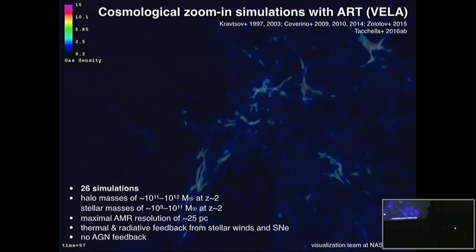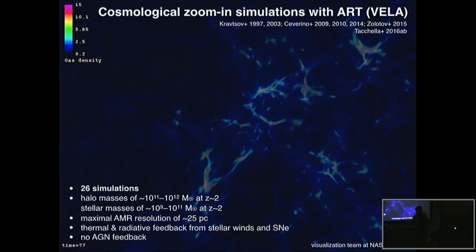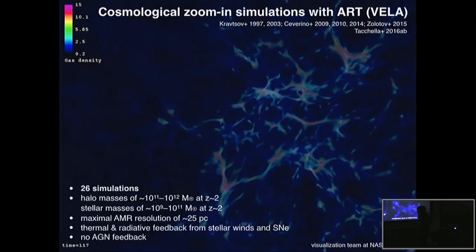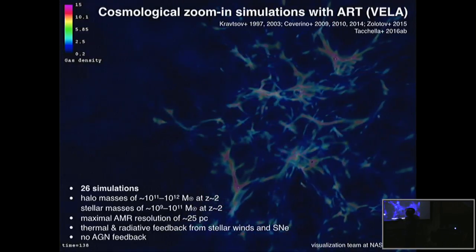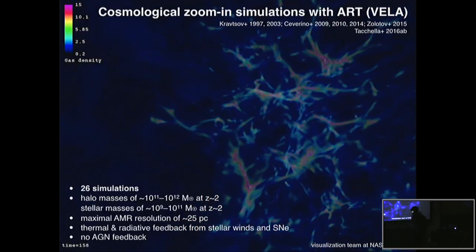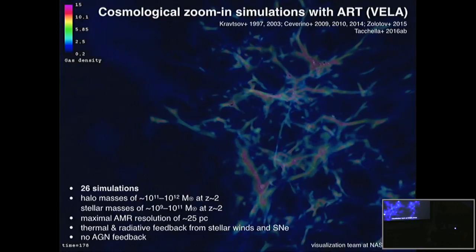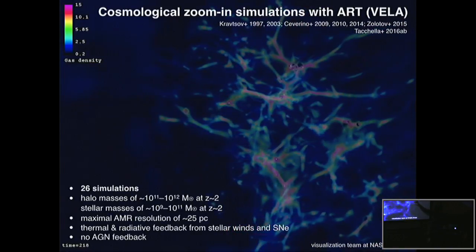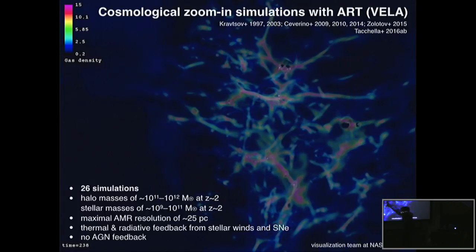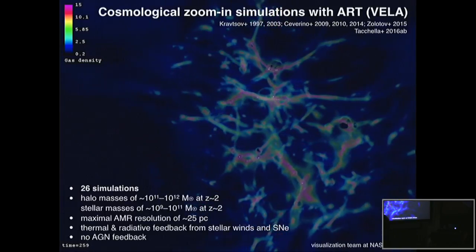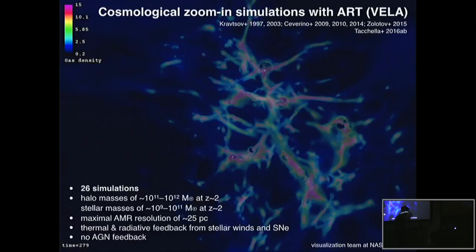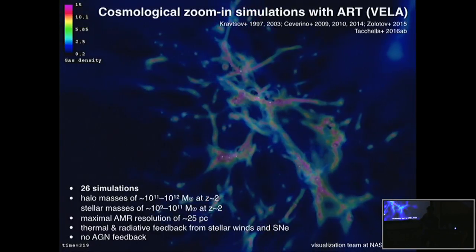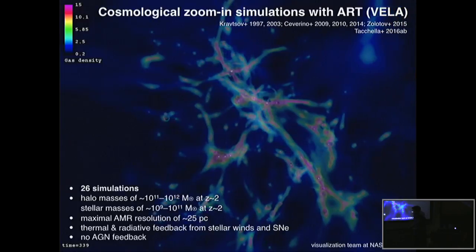This is the cosmological zoom-in simulation of Vila. There will be more on simulations from Benedict afterwards. These are a few simulations where we are able to follow the whole cosmological box, let's say, and then zoom in on a few individual cases, of the order of 26 galaxies. We probe halo masses between 10 to the 11 and 10 to the 12 solar masses, and we have stellar masses between 10 to the 9 and 10 to the 11 solar masses. So these are quite massive galaxies.